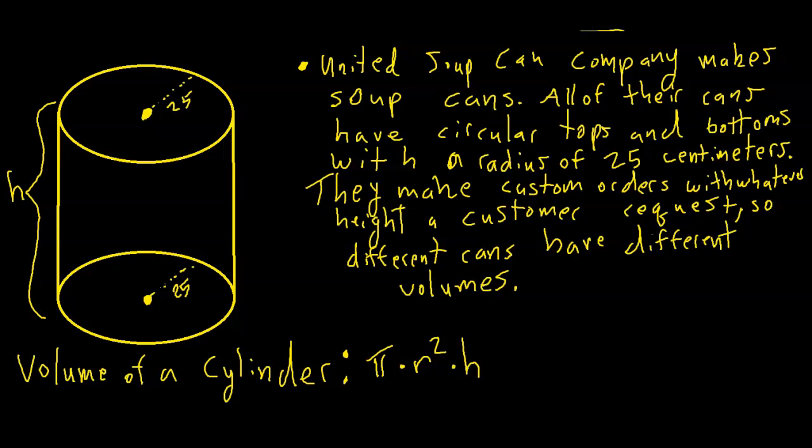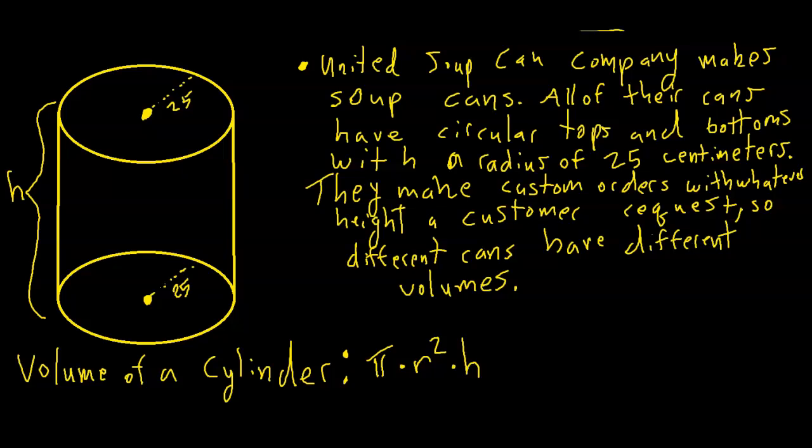Okay, let's consider this scenario. Let's say United Soup Can Company makes soup cans. No surprise there. All of their cans have circular tops and bottoms with a radius of 25 centimeters. So you guys have all probably seen soup cans or other kinds of cans before. You've probably noticed that the top and bottom of those cans are circular, right?